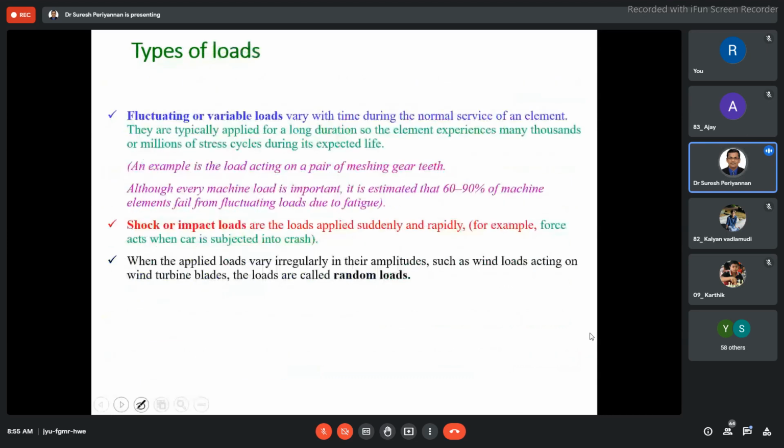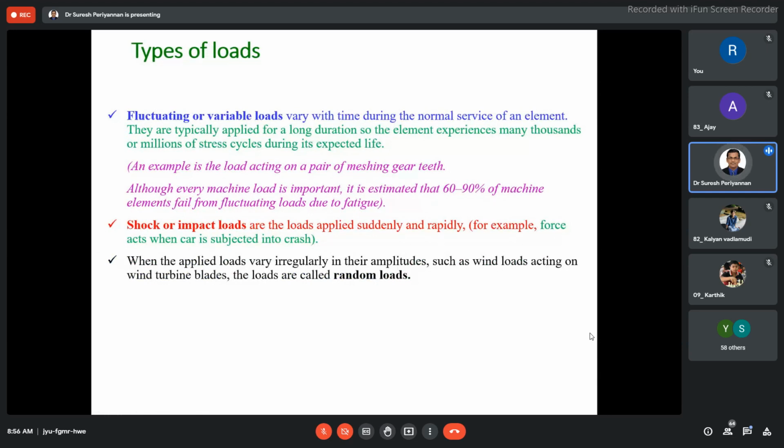Now, the types of loads further. Fluctuating loads or variable loads. What are fluctuating loads? The magnitude of the load varies with respect to time during the normal service of the element or mechanical system. These are typically applied for a long duration, so the element may experience many thousands or millions of stress cycles. For example, the load may be compressive or tensile, acting on the element over a long duration of millions of cycles.